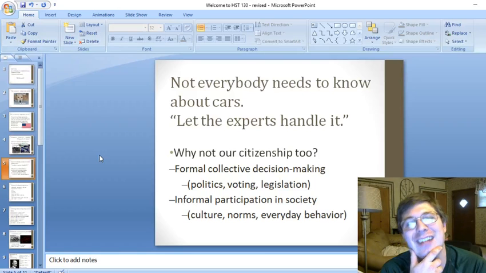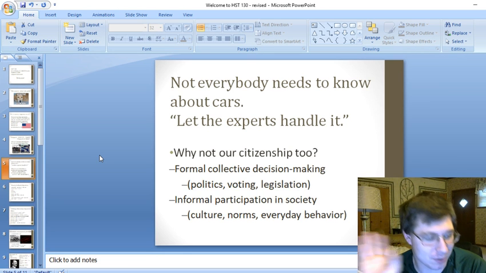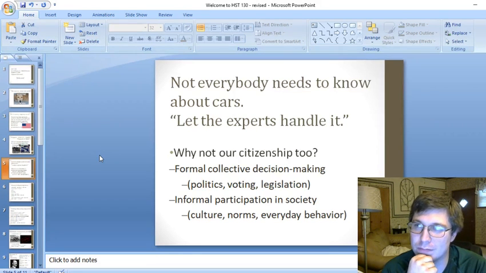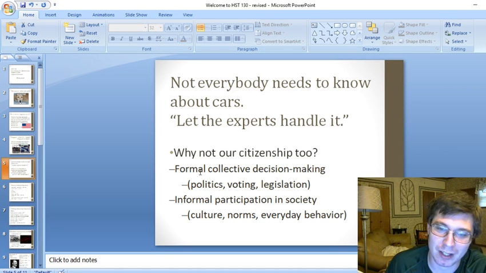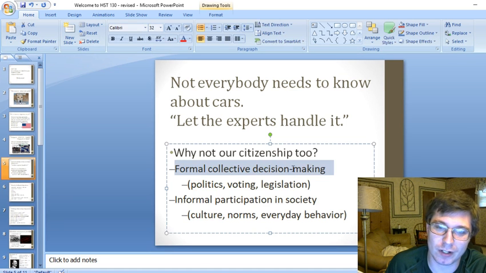But it is not our view, not most people's view of how to handle citizenship. For some reason, citizenship is different. We don't just let the experts handle our decision making when it comes to being citizens. All right. And when I'm talking about citizenship, I'm talking about two aspects of that. One is the formal collective decision making.